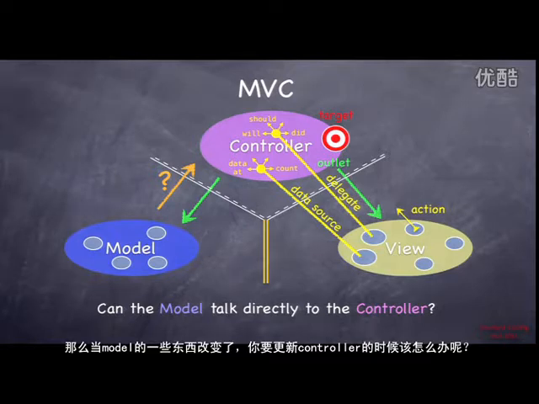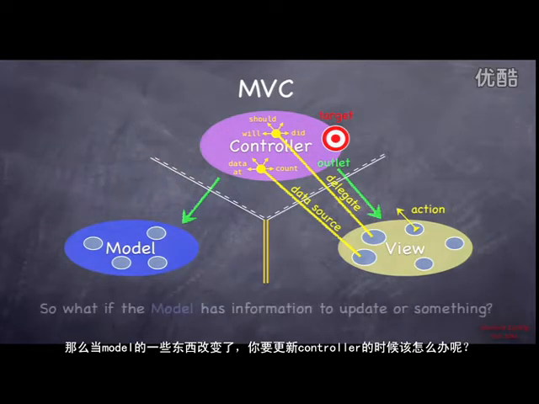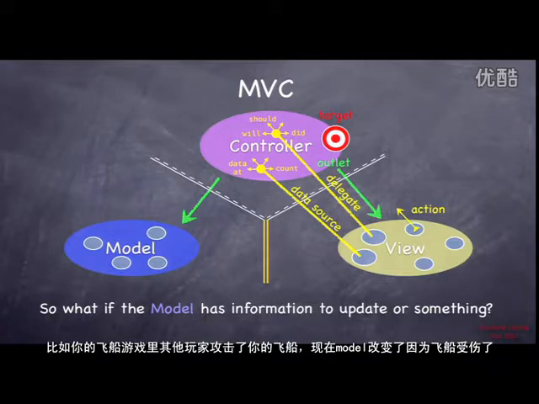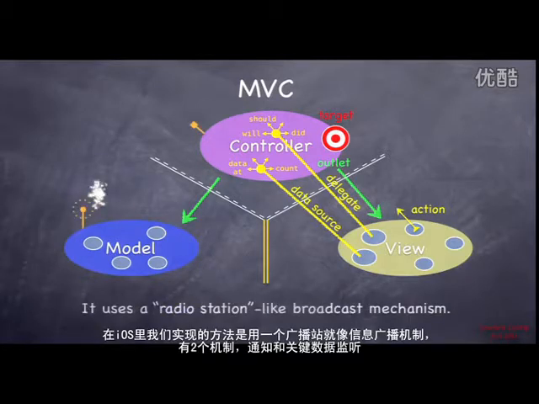But what about the times that something changes in the model, and you want to update the controller? Okay, so you have a database and somebody else writes to the database. Okay, you got the spaceship game and some other client, it's a networked thing, and some other client shoots your spaceship. Now the model has changed because your spaceship took damage. And the way we do that in iOS is using a radio station-like information broadcast mechanism. There's 2 of them actually, notification and key value observing.